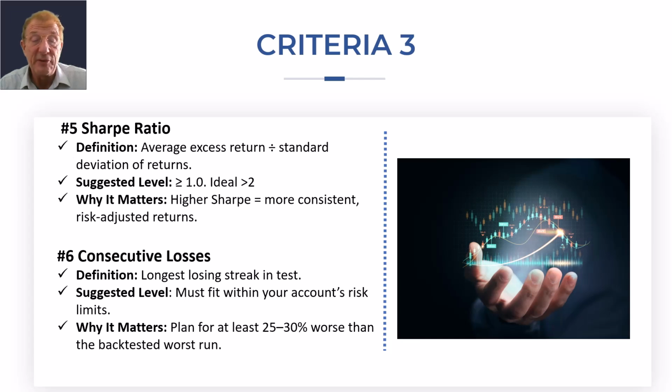So it must fit within your account's risk limits, of course, because if you keep on losing consecutively, then that's not good for account balance. But plan for at least 25 to 30% worse than the backtested worst run. That's what I would suggest as a yardstick.